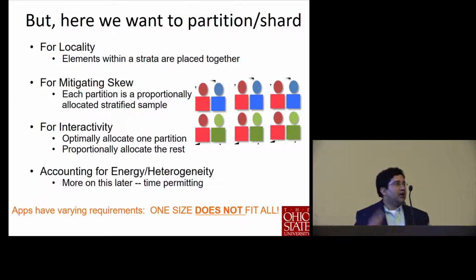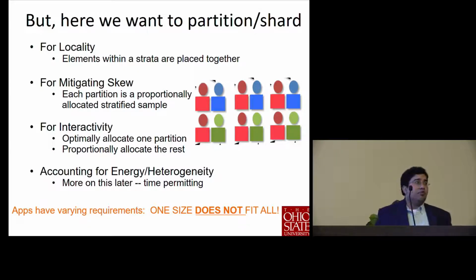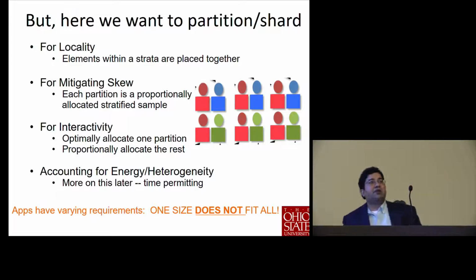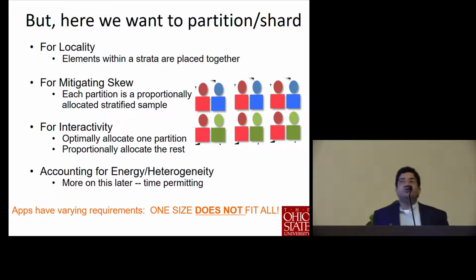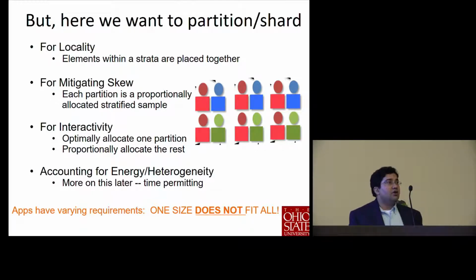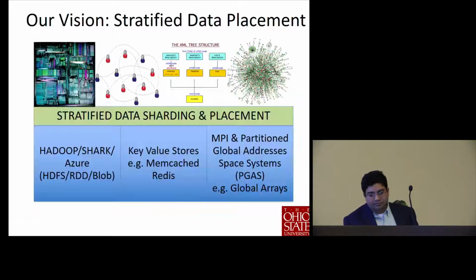Like the example I described in the previous slide, now you've got the 12 individuals. Each of these 3 partitions roughly reflects the distribution of the original population. And again, you can do variations of this with optimal allocation and other efforts. Important note here is that for different applications, and even for the same application but different use cases, you may want different partitioning mechanisms. And so it's not a one-size-fits-all solution.